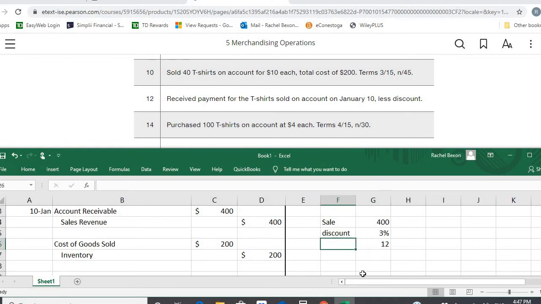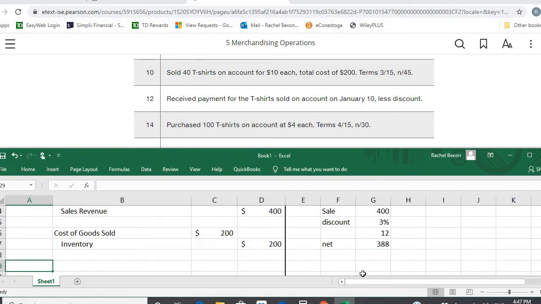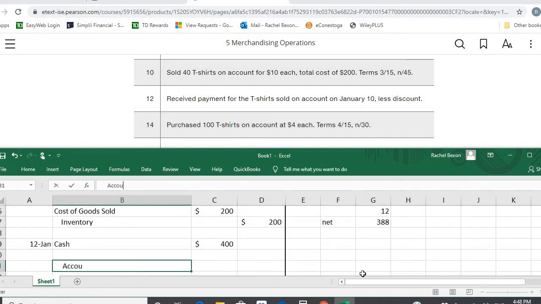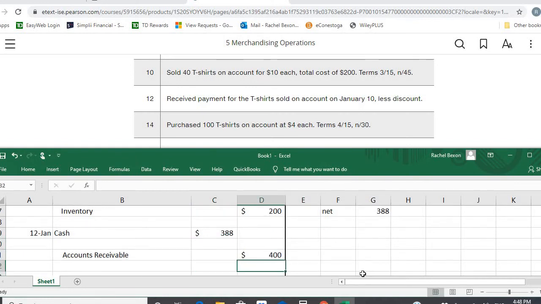So the discount is equal to $12, which means that the net amount that they will pay will be the $400 minus the discount of 12. So the amount of cash we're going to receive is only $388, despite the fact that the amount owing was originally $400. So we record cash equal to $388, and the credit to accounts receivable must be for the full $400, so that they have nothing remaining.